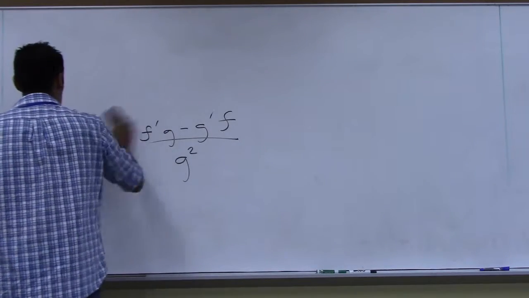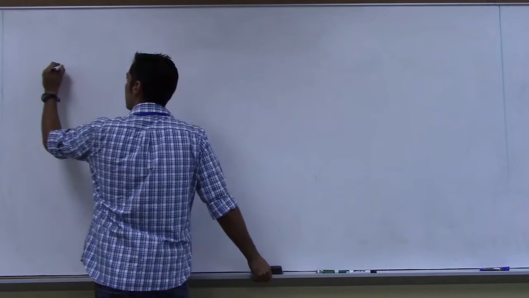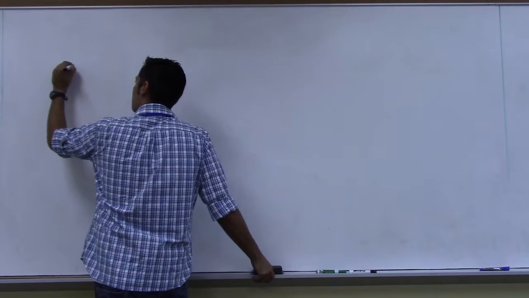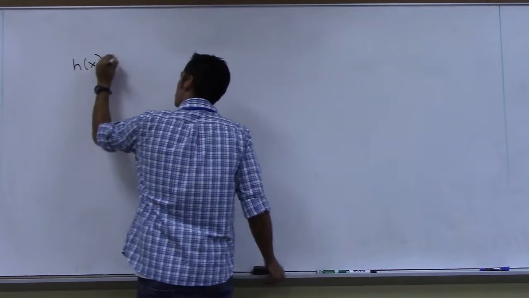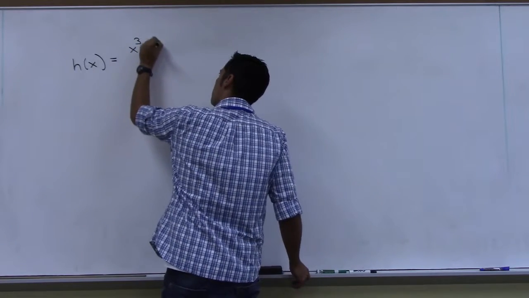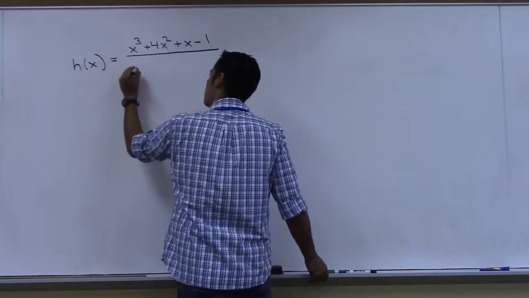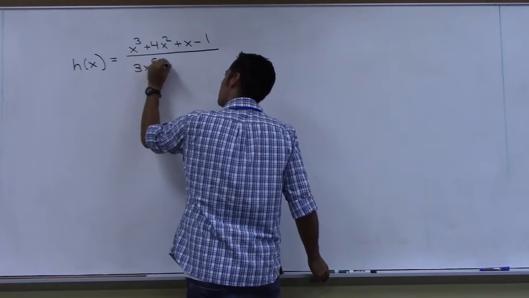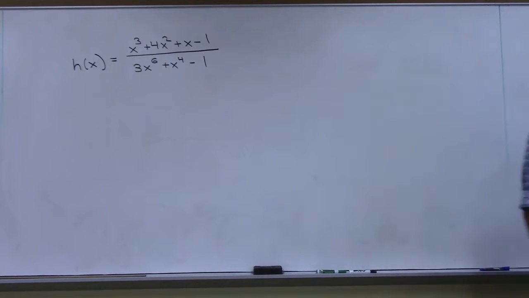The quotient rule. So I've got to give you a quotient, right, in order to use the quotient rule? So as an example, let's use h again. H of x is equal to x cubed plus 4x squared plus x minus 1 over 3x to the 6th plus x to the 4th minus 1. So that's a good old rational function, isn't it? Rational function from college algebra, nasty looking one. What is its derivative?